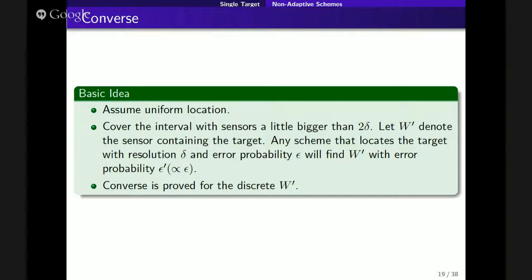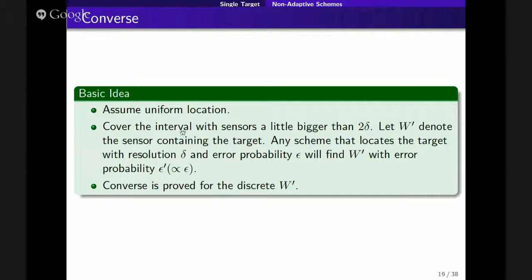Okay, so converse. All I said here is good for a direct, right? It's a very, very specific scheme with these columns and how you turn on and off the sensors and so forth. For a converse, we need to deal with a continuous problem. The target is somewhere between 0 and 1, and can be anywhere. So the first step in the converse is to take the continuous problem and make it a discrete one.